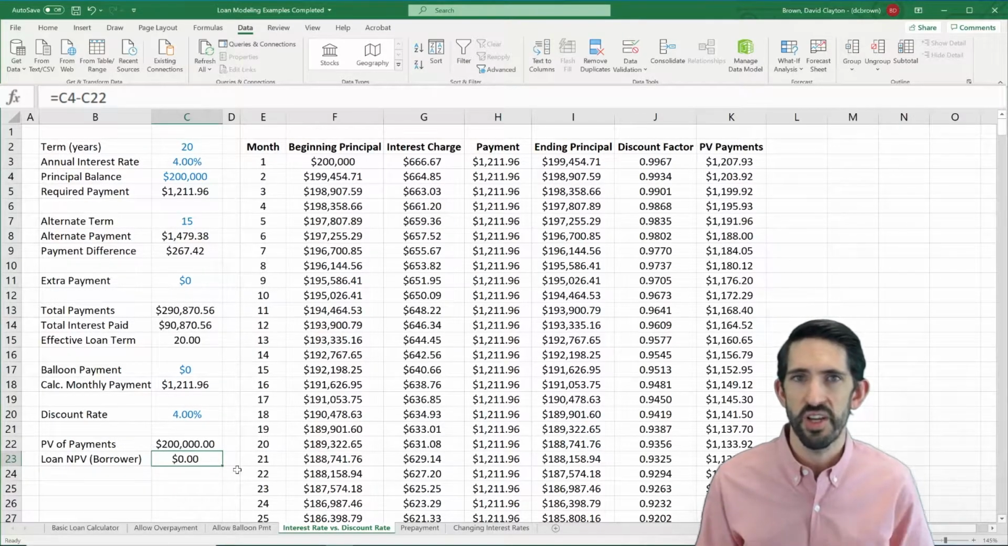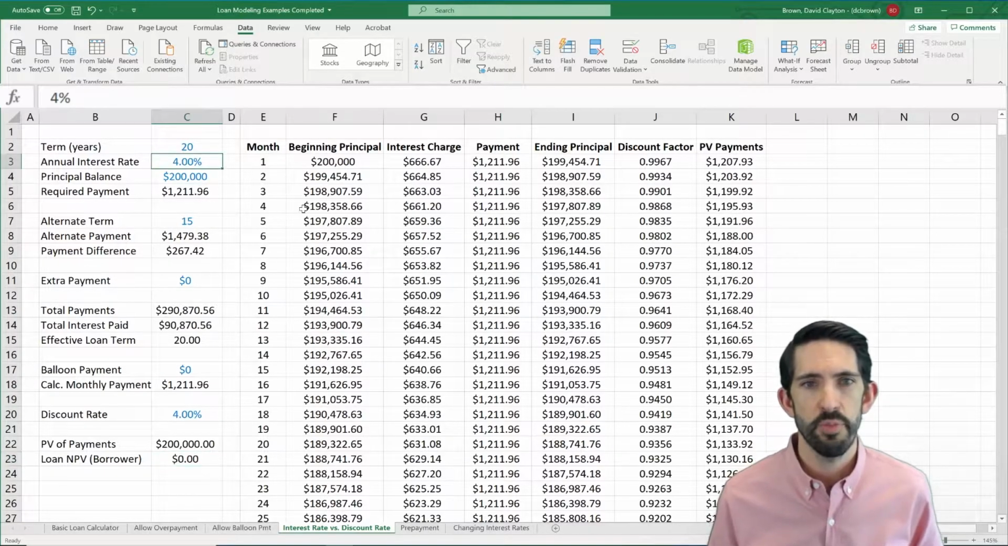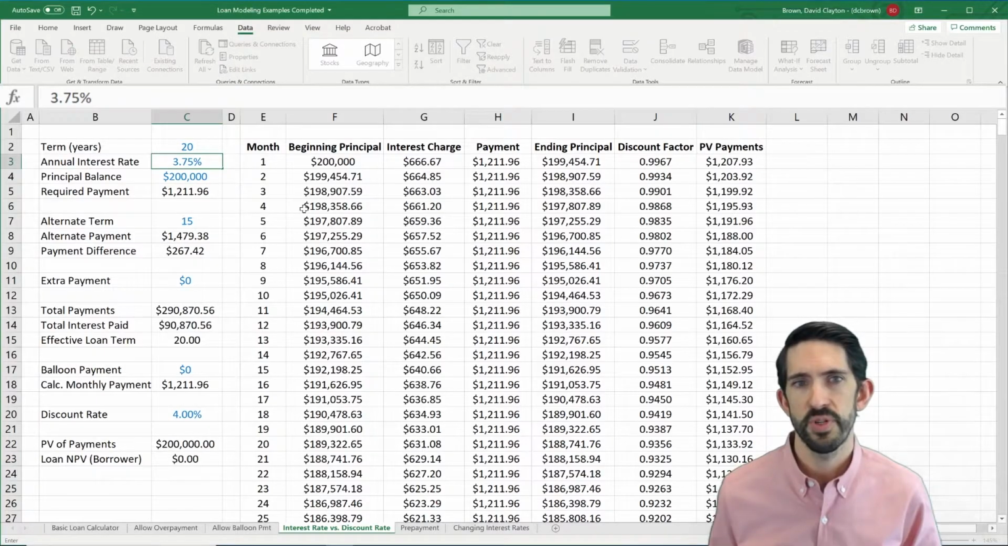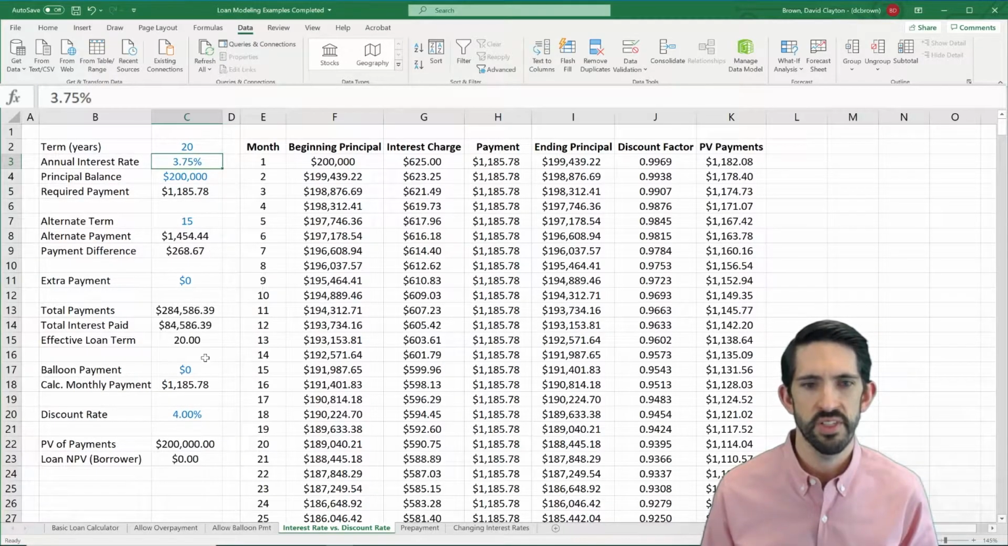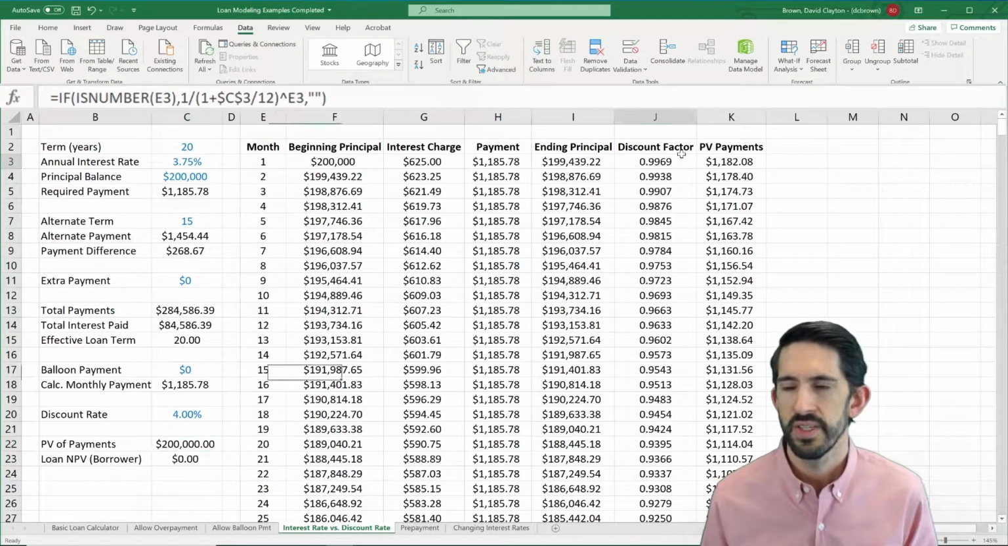So now where the interesting question comes in is, what if you can negotiate a better rate? Right? If you shop around and instead of getting 4%, you get 3.75%, what happens? Well, our interest rates go down, our interest payments go down, and our present value of payments did not change here. So let's check out what happened.